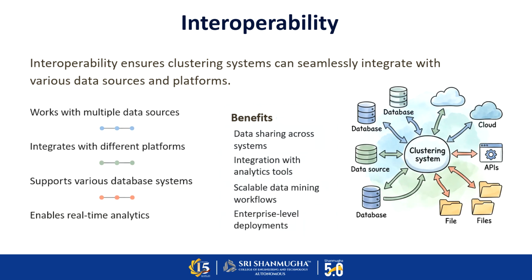So I can give you one real-world example so that you can easily understand. A bank's fraud detection system. It reads customer transaction data from a SQL database, real-time card swipe data from an API, and historical data from cloud storage. All of these are fed into a clustering system that identifies unusual transaction clusters in real time. This is only possible because the clustering system is interoperable.